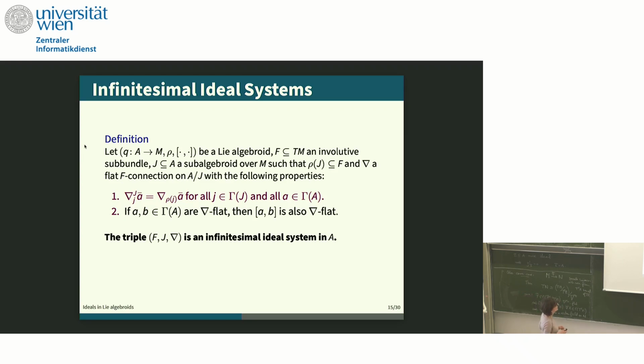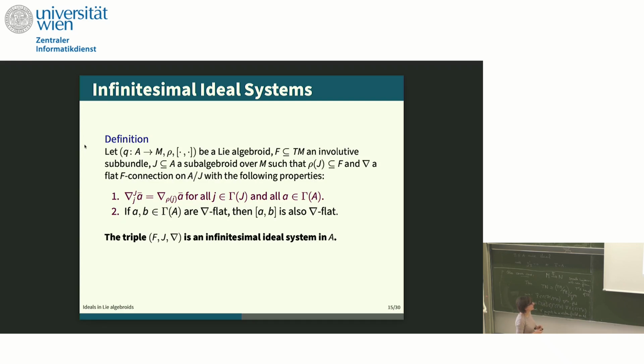That's always given. That's a representation of J on A mod J, but it's very abstract. It's not anchored along the manifold. And finding a flat connection and a foliation on M such that F, J, nabla is an infinitesimal ideal system, or ideal for short, in A, is the same as saying that the F connection that you find on A mod J is really anchoring the Bott connection along the manifold, right? Because the ideal condition is equivalent to the fact that the ideal connection is geometrizing the Bott connection.